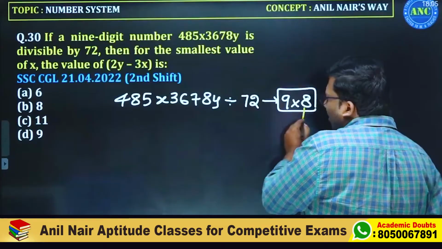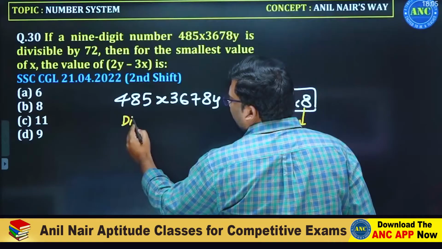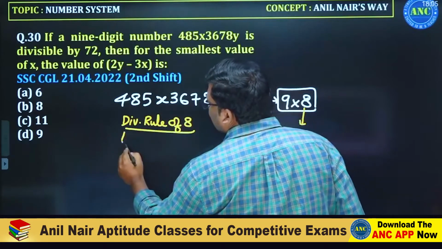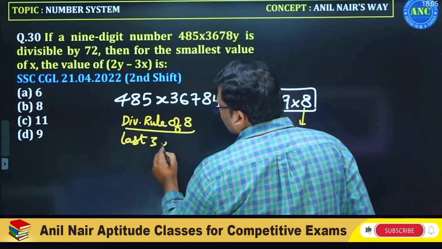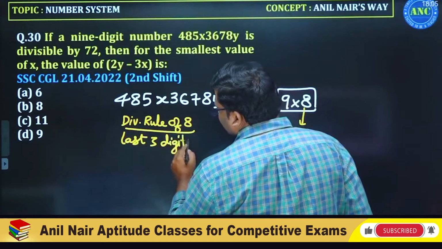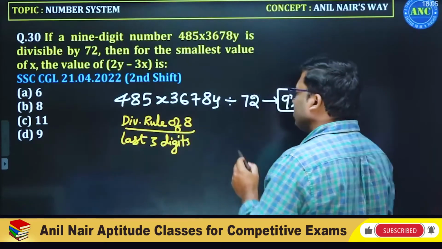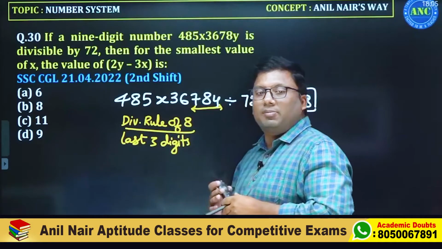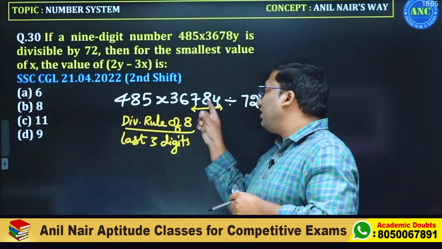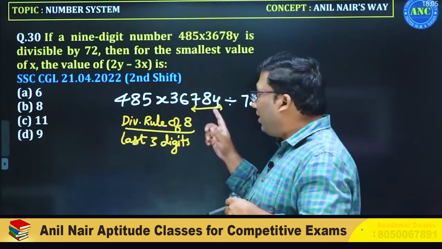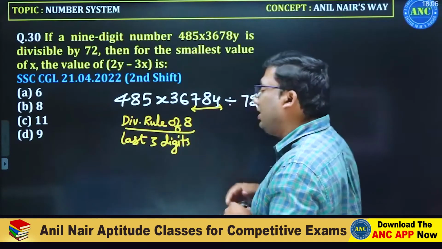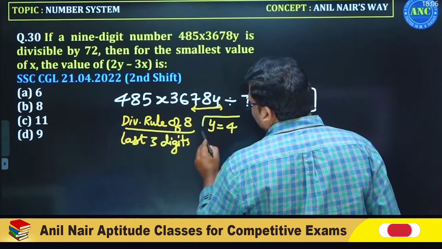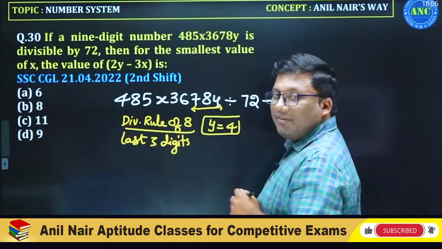Let me first check the divisibility rule of 8. What is the divisibility rule of 8? The last 3 digits should be divisible by 8. What are the last 3 digits? 8, y and 7, 8, y. For these to be divisible by 8, what will be the y value? 8 nines are 72, remaining is 6, and 64 is divisible by 8. That means the y value will be 4.